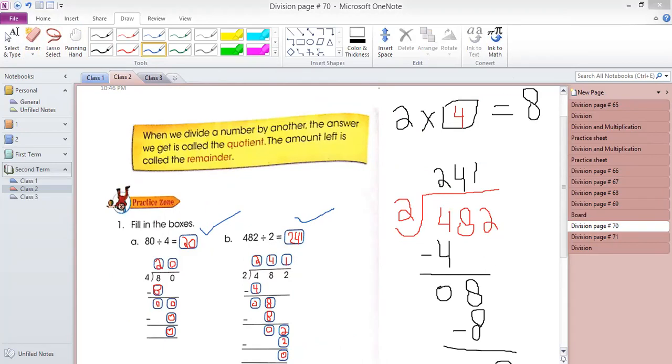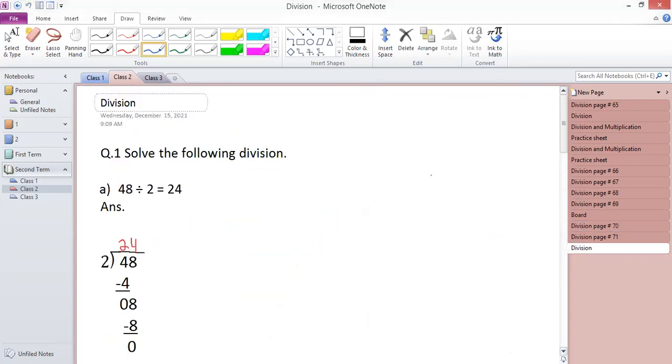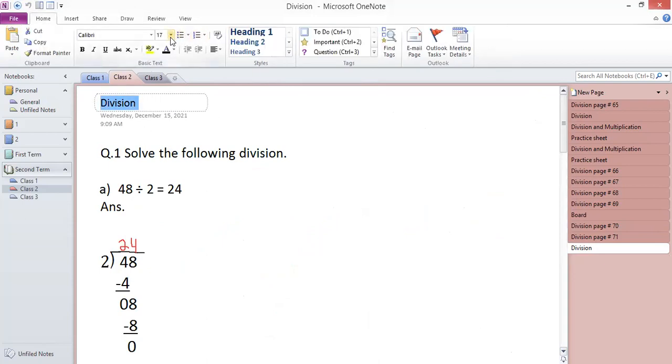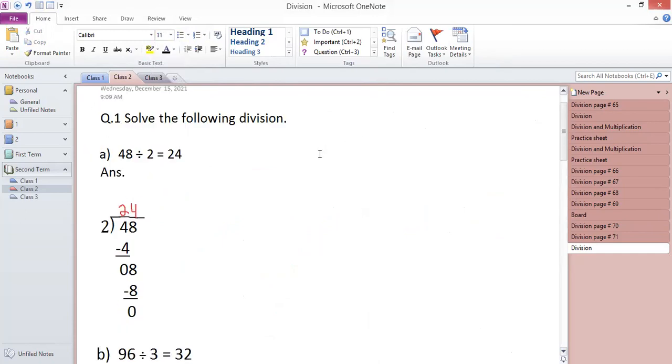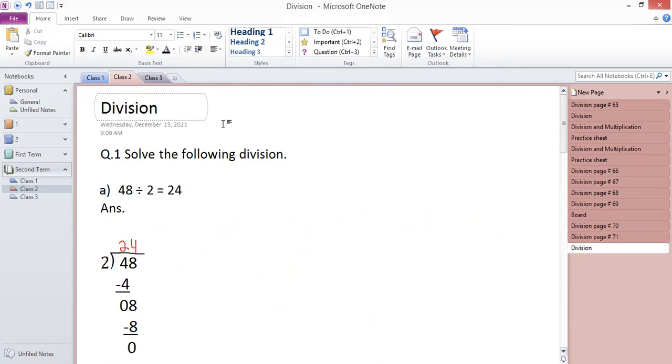Very good. Now take out your notebooks. We will start working. We will do some division questions in the notebook. Take out your notebooks and start working. Division. On the top of the page, write the heading division. Then question number 1, division heading, today's date, 15 September 2021. Today is Wednesday.